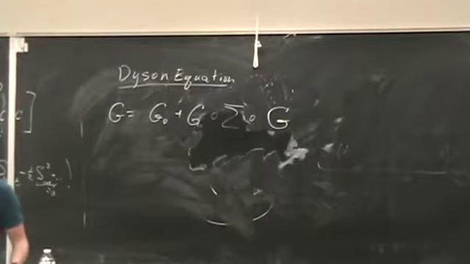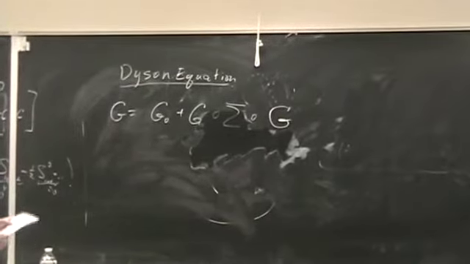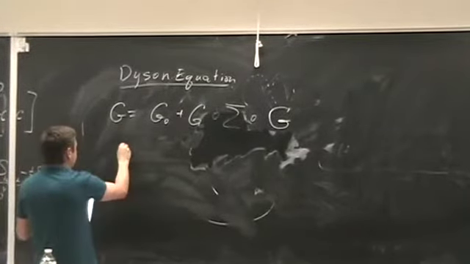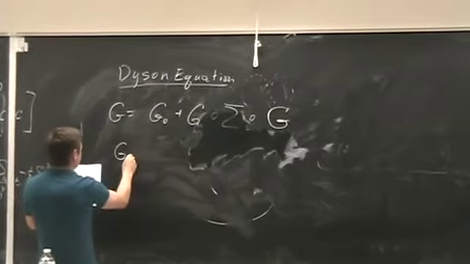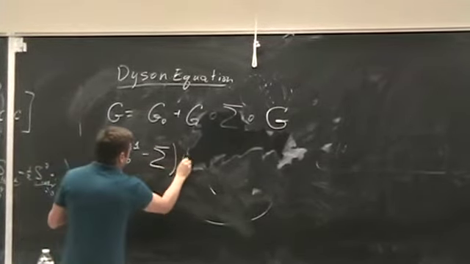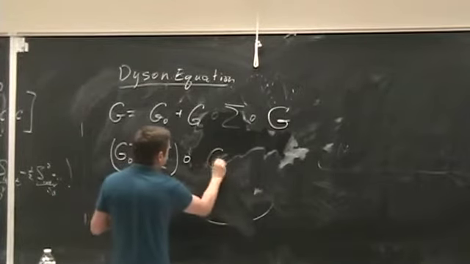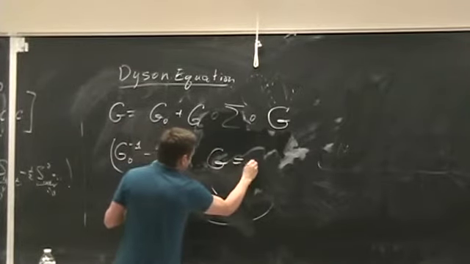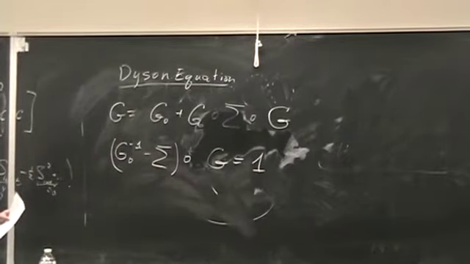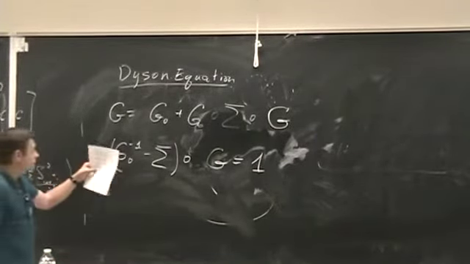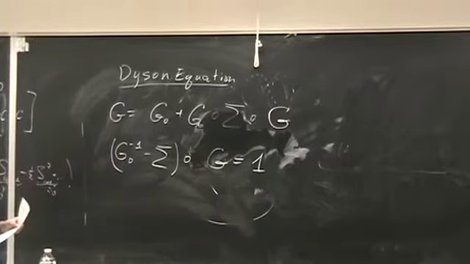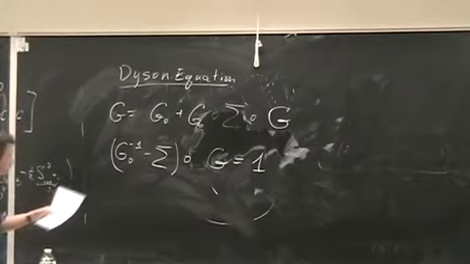So now let's see how I want to proceed. You can take this to the left-hand side and multiply by G naught to the minus 1. So in a standard way, you can write it like this. Now this is an inverse matrix, so let me expand it and write this Keldysh structure explicitly.